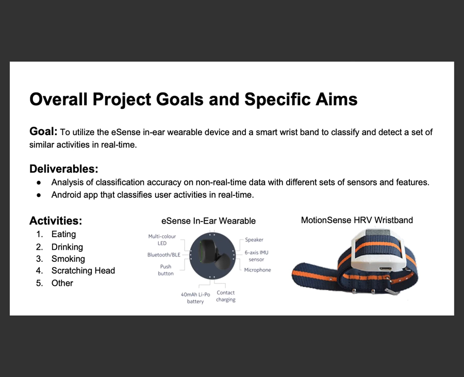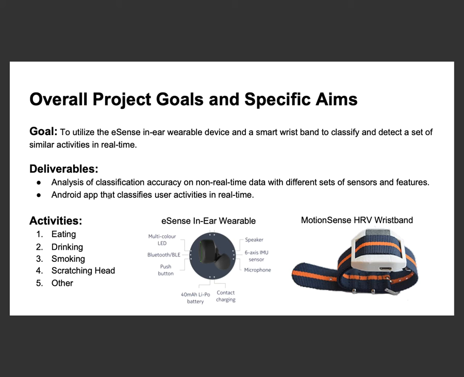All right, so my partner Aiden and I are doing real-time activity classification using wearables. Our overall goal is to use wearables to classify and detect similar activities in real time. Specifically, we're using the eSense wearable and the MotionSense HRV wristband. The activities were chosen because they are historically difficult to classify using a single sensor, so we're hoping that using multiple sensors and different types of data, we can get better classification accuracy. In the end, our deliverable will be an analysis of the classification accuracy with and without certain sensors. We want to compare using both sensors and all of the data to using just the wristband or just the earables.